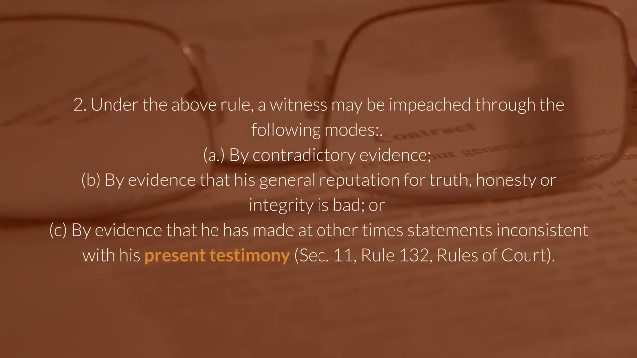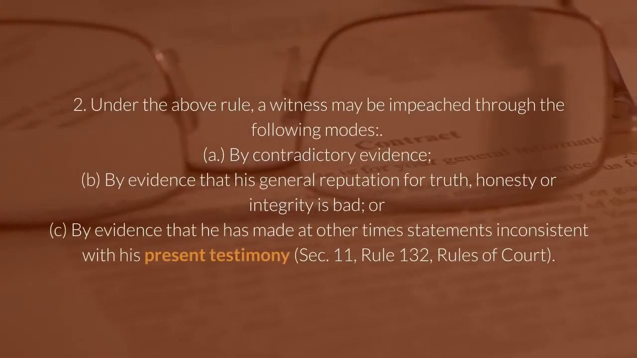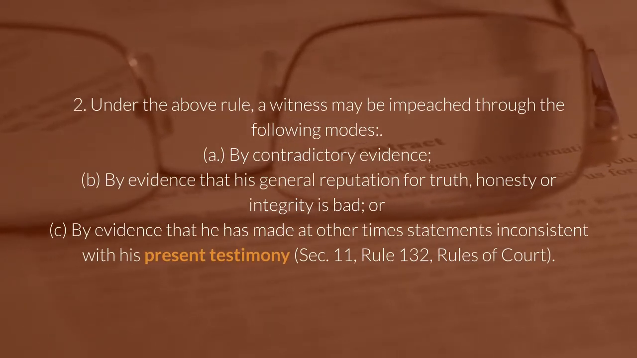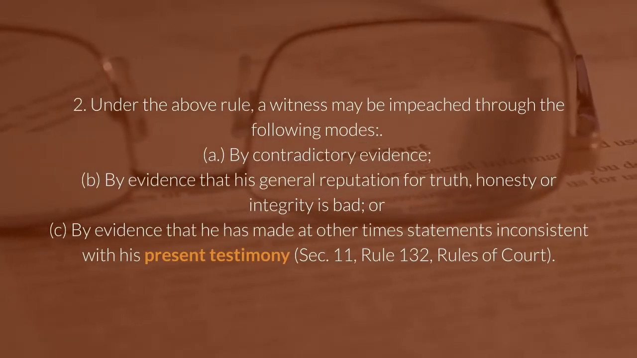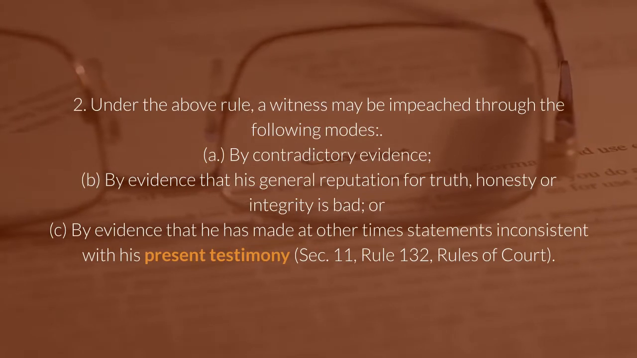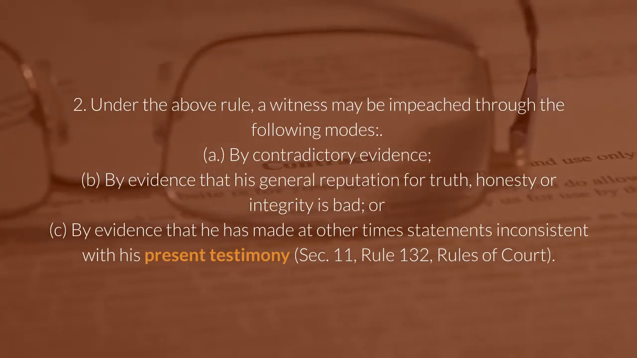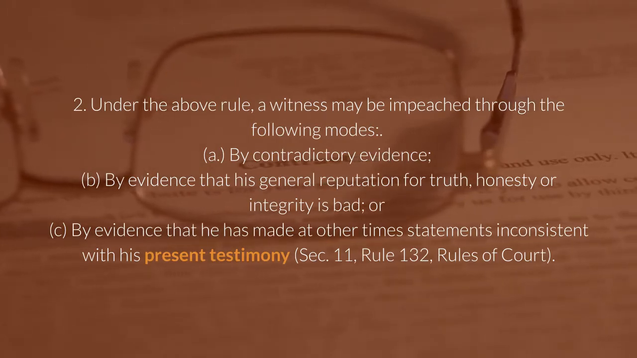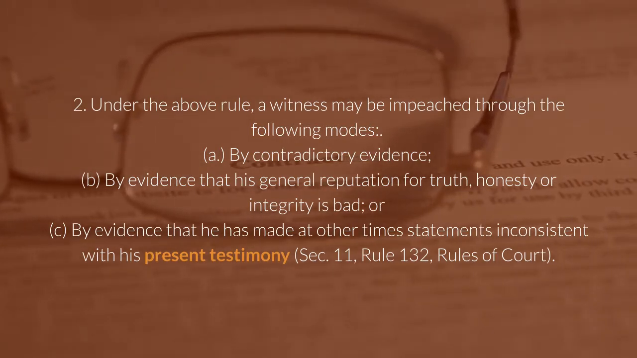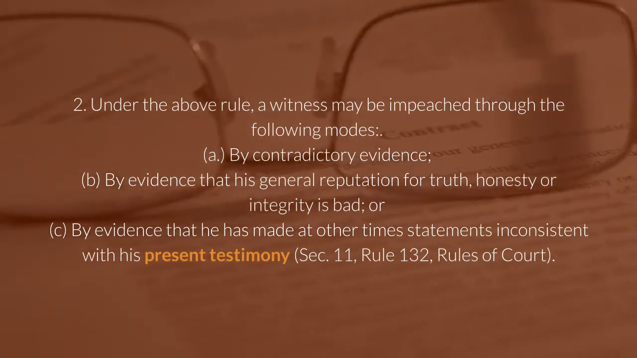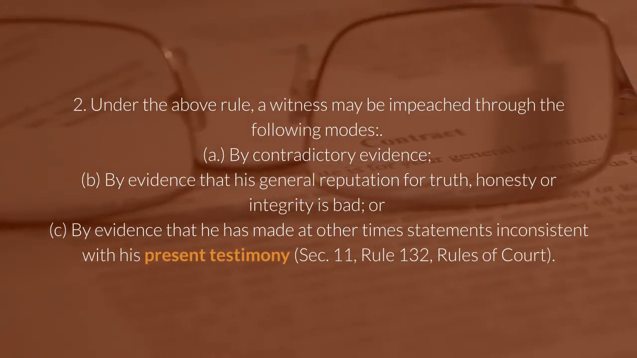2. Under the above rule, a witness may be impeached through the following modes. A. By contradictory evidence, b. By evidence that his general reputation for truth, honesty or integrity is bad, or c. By evidence that he has made at other times statements inconsistent with his present testimony, Sec. 11, Rule 132, Rules of Court.